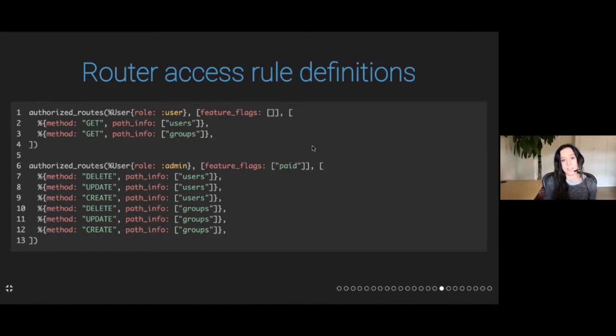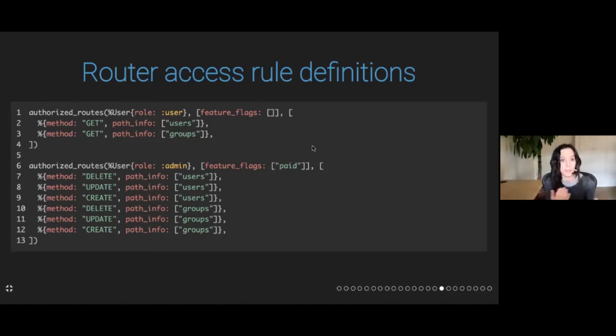And then this is, again, specific to maybe your application code and business logic, but you may have feature flags in there, right? And then you can pattern match on a feature flag. So when you fetch those feature flags back from the user that you've gotten back, you can say, oh, okay, this person has a paid feature flag. And that means that we're going to let them have access to all of these various routes. And this is how we're going to define our router access rule definitions.